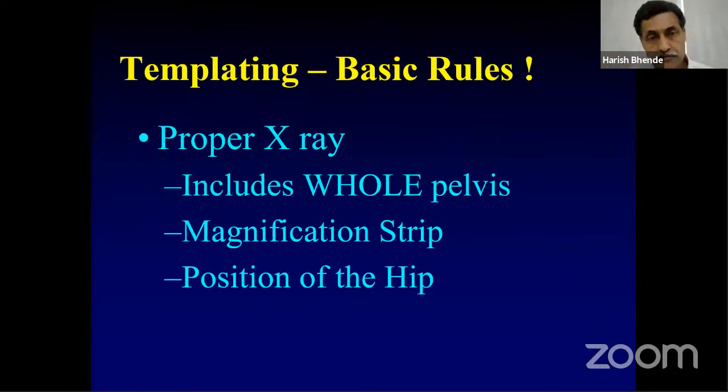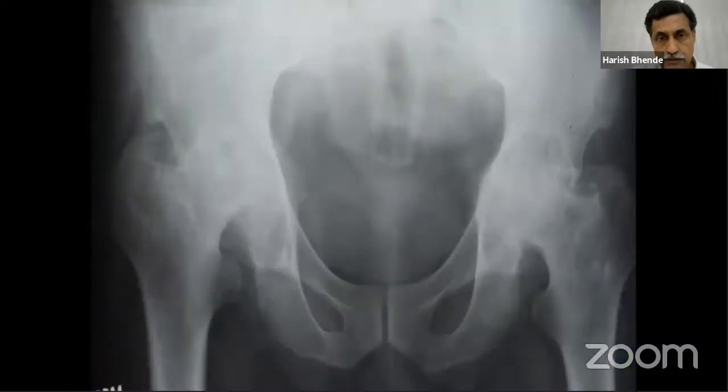Now the basic rule of templating is we must have a whole X-ray of the pelvis, not just a one-sided hip. We must have a magnification strip on the side of the X-ray, and the position of the hip must be a slight amount of internal rotation, maybe about 10 or 15 degrees. If the hip, when you take an X-ray, is in an externally rotated position, the neck of the femur is pointing anteriorly, and you can get a false idea of the offset, which looks very small. So basically, when you take an X-ray for templating, make sure you get the whole pelvis, the magnification strip is there, and the position of the hip is about 10 degrees internal rotation.